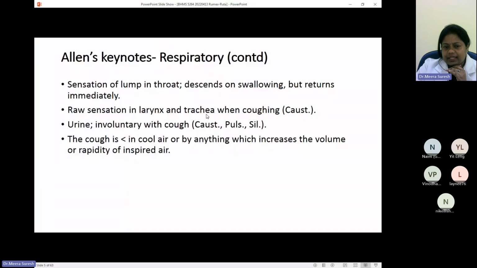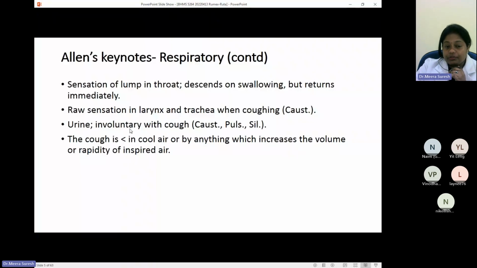Then raw sensation in larynx and trachea while coughing, similar to that of Causticum. In Causticum, also we learned that there is rawness or soreness. Whenever we say about Causticum, the rawness and soreness is always an associated symptom. So not the soreness of Causticum, but that raw sensation will be there in larynx and trachea. And because of that raw sensation, as if ulcerated, such a pain, that tickling, they have that cough coming out. And along with that cough, there will be involuntary passage of the urine.